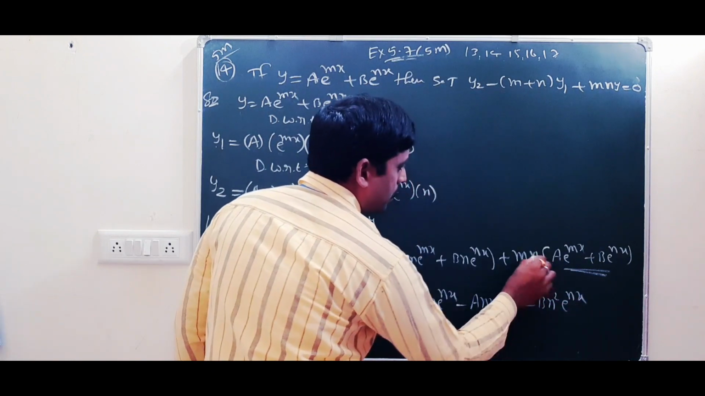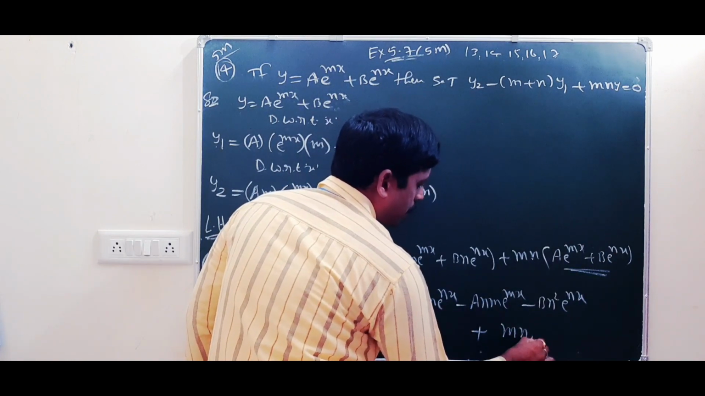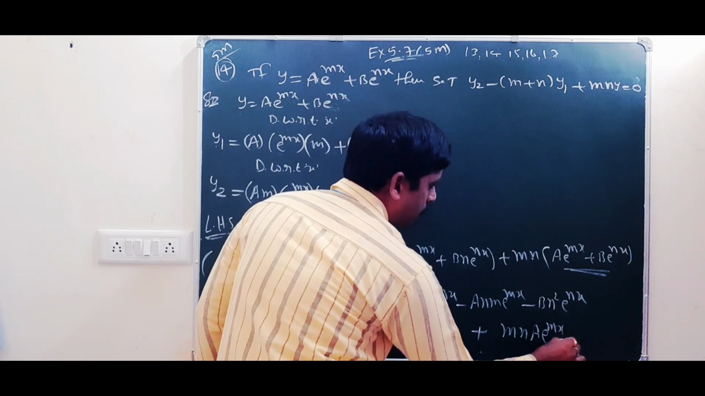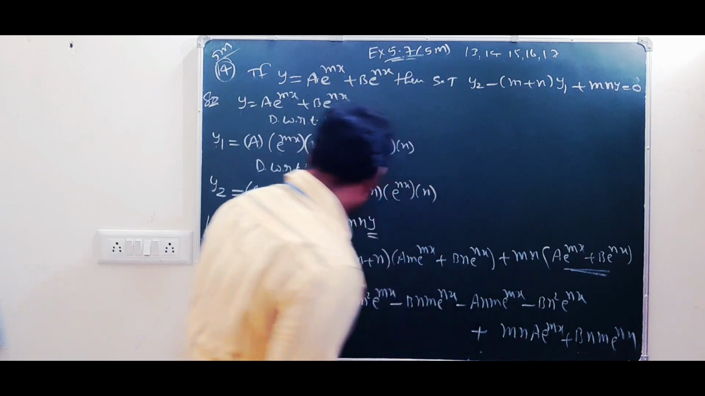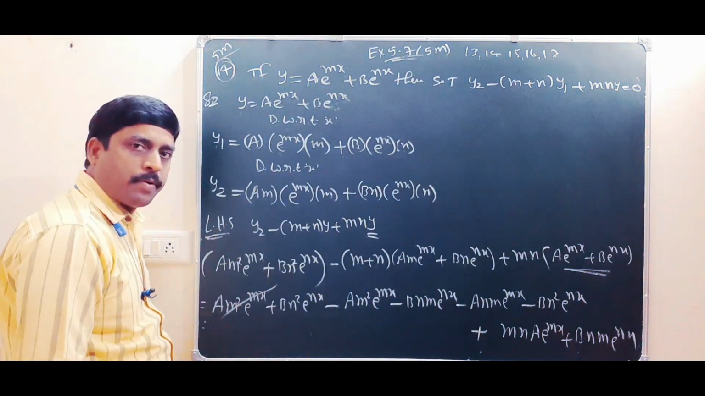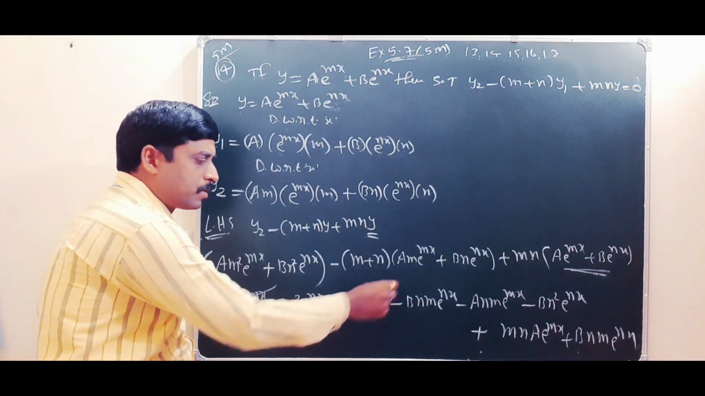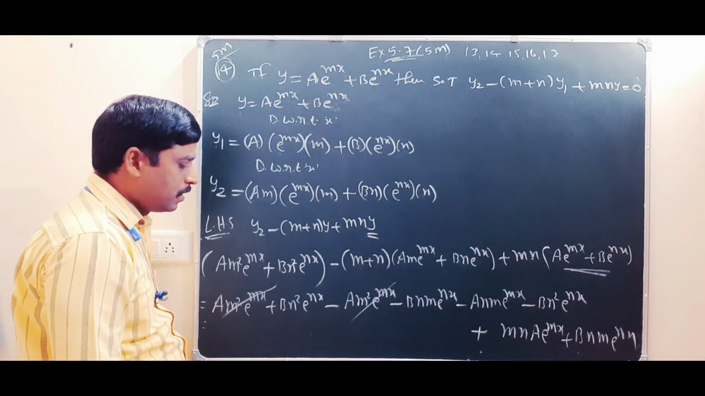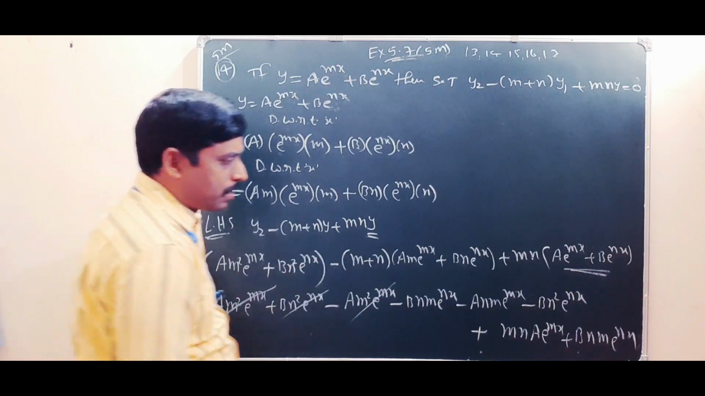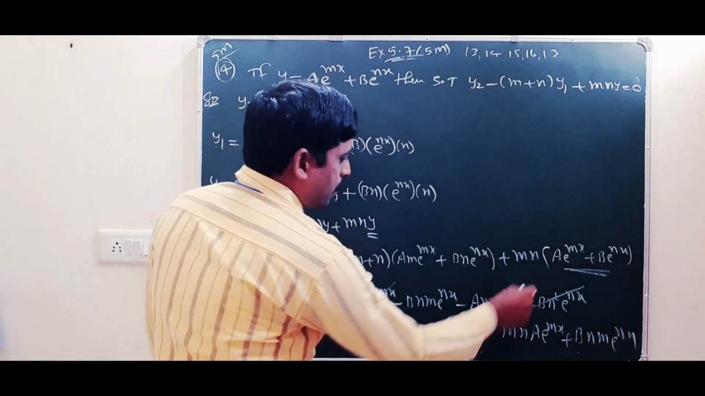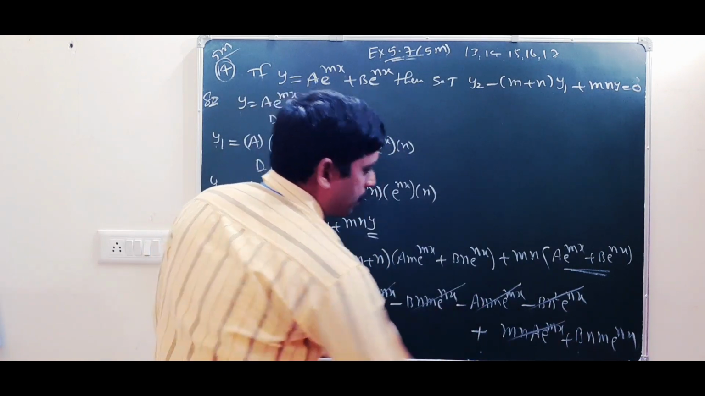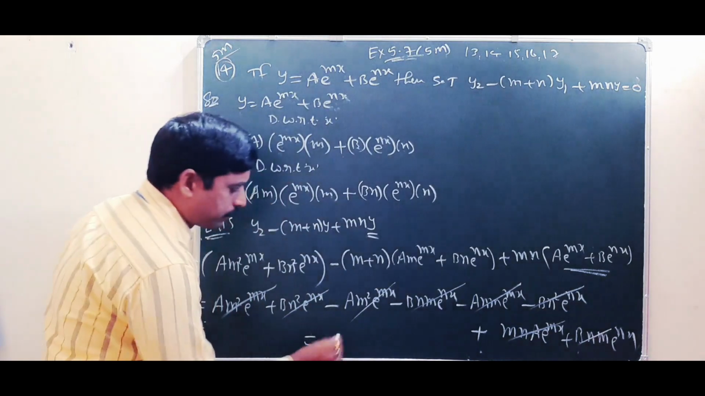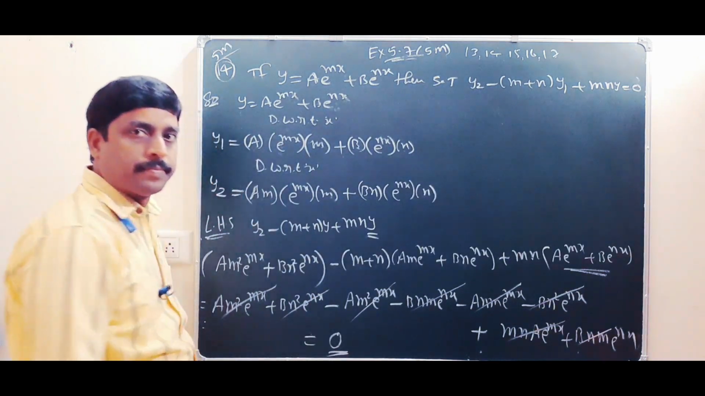Plus mn multiplied to all: mn into a e to the power mx, b n m e to the power nx. In this, a m square e to the power mx and minus a m square e to the power mx get cancelled, the b n square terms get cancelled, the a n m terms get cancelled, and the b n m terms get cancelled. So the answer is 0, hence proved.